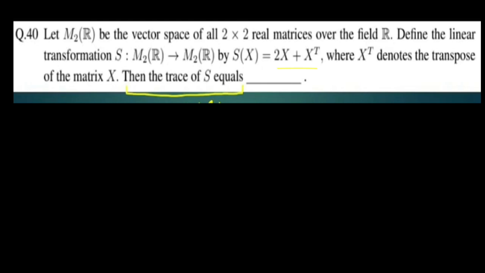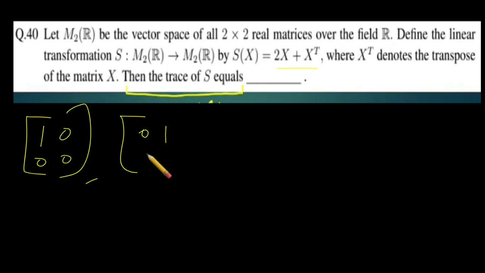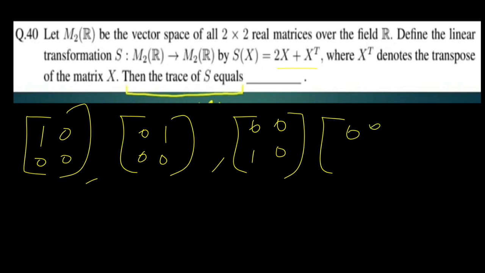Then we find the standard basis of 2 cross 2 real matrices, which is 1 0 0 0, 0 1 0 0, 0 0 1 0, and 0 0 0 1. These are the four elements of the standard basis of 2 cross 2 real matrices. With these basis elements, we find the matrix representation of Sx equal to 2x plus x transpose.